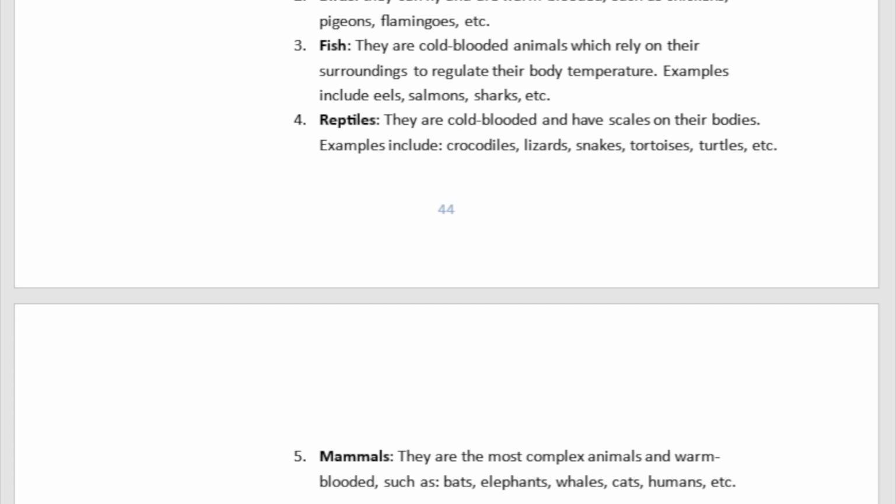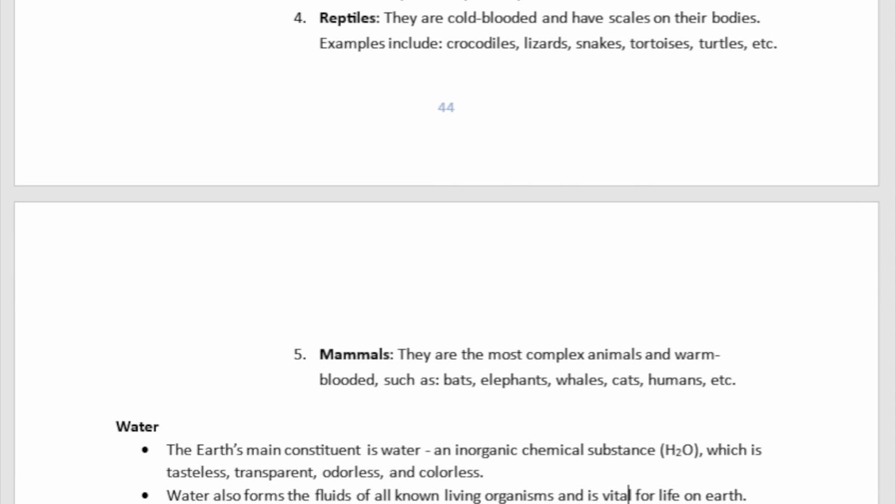And then what about water? Water is another renewable resource because you do not deplete it. It just goes back and back and back. So the Earth's main constituent is actually water. It is an inorganic chemical substance called H2O, which is tasteless, transparent, odorless, and colorless. Water also forms the fluids of all known living organisms, and it is vital for life. It contains 2 molecules of hydrogen and 1 molecule of oxygen. So that's why we call it H2O.